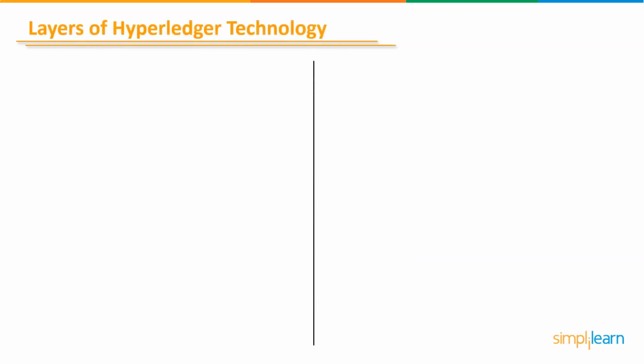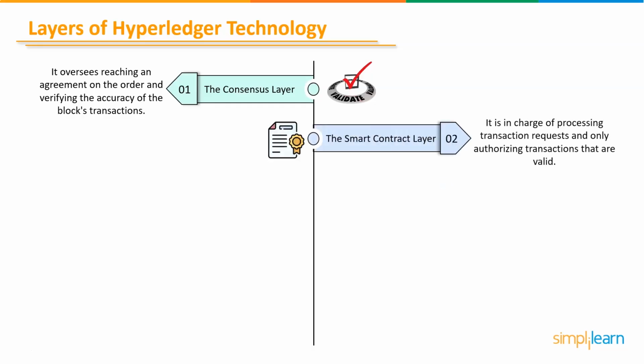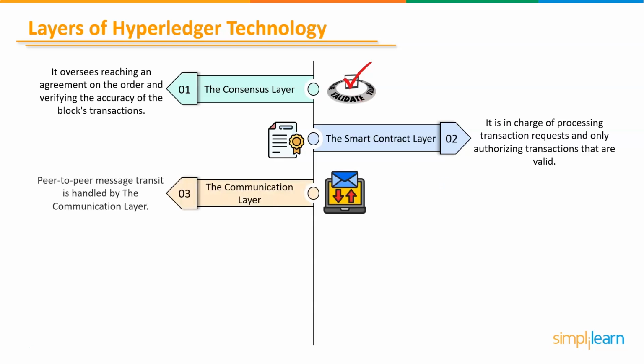Now let's understand the technology layer of Hyperledger. Hyperledger employs the following essential business components in its architecture. First is the consensus layer. It is in charge of reaching an agreement on the order and verifying the accuracy of the block's transactions. Then comes the smart contract layer, which is in charge of processing transaction requests and only authorizing transactions that are valid.